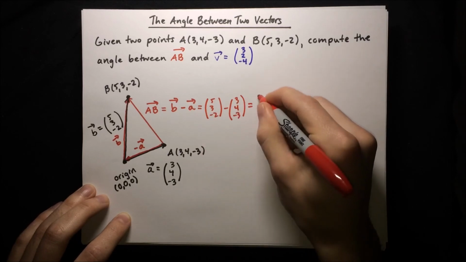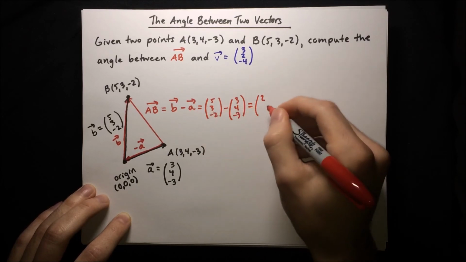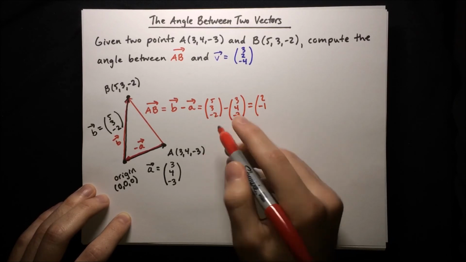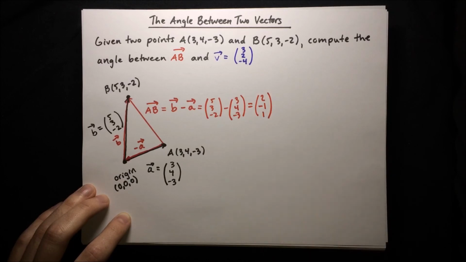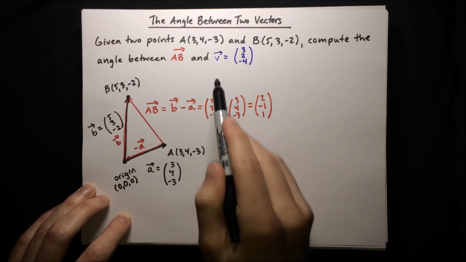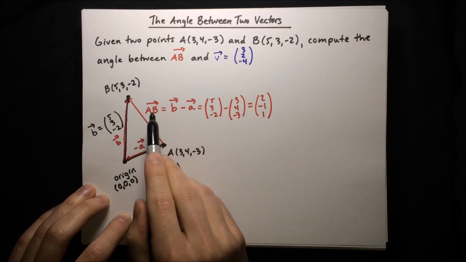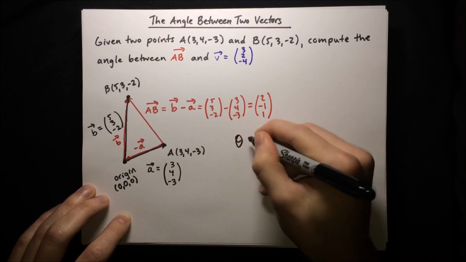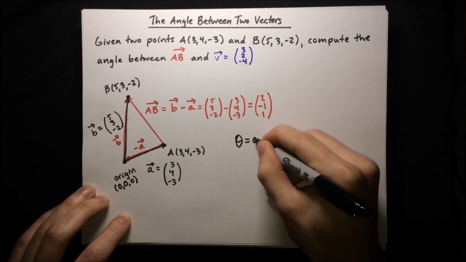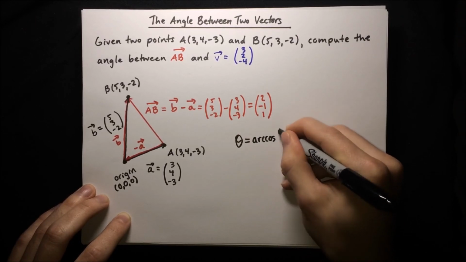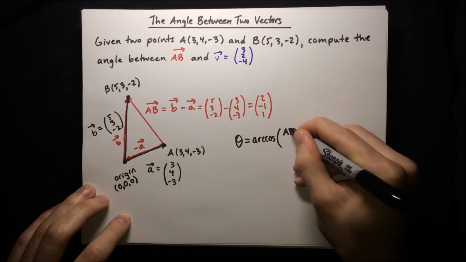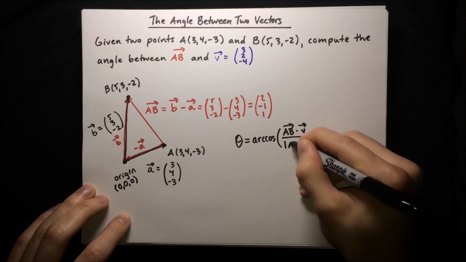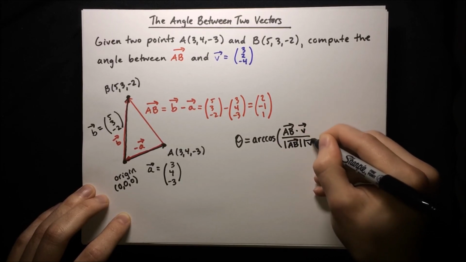So 5 minus 3 makes 2. 3 minus 4 makes negative 1. 2 minus negative 3 is just 2 plus 3, so 5. Alright, now we've got two vectors, V and AB, and we can find the angle between them by just plugging and chugging into our formula. Theta equals arc cosine of AB dot V over norm of AB times norm of V.